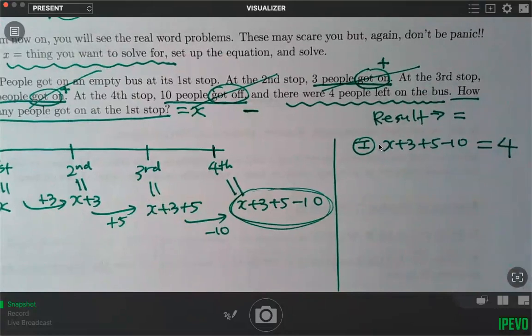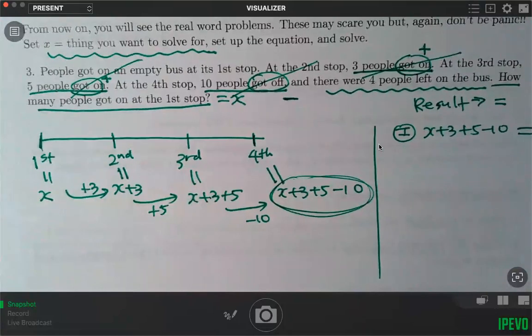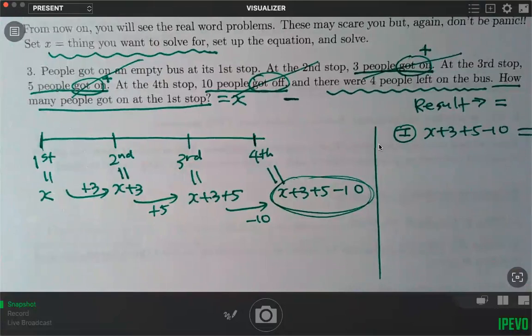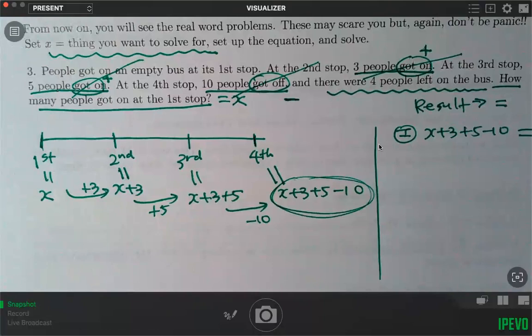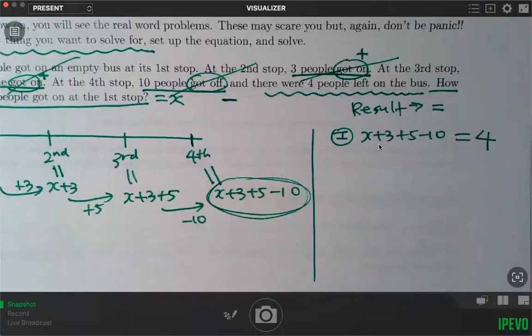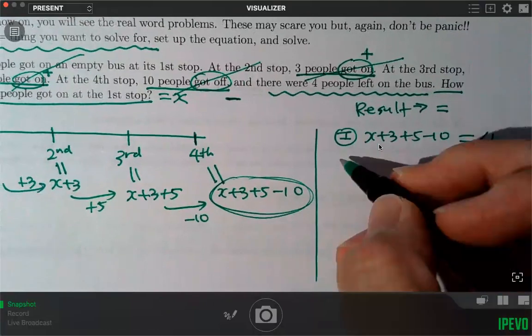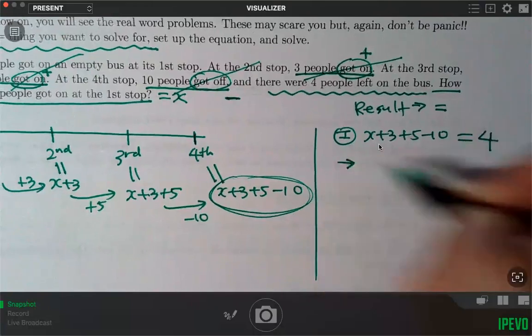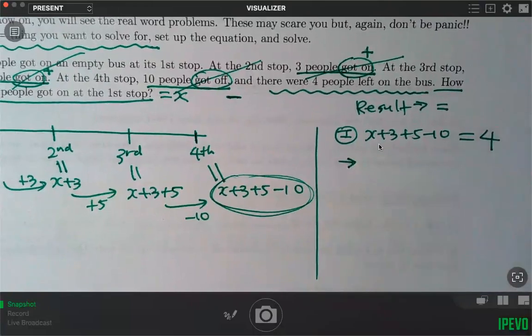Okay. So sometimes, like I said before, drawing a picture might help you. Or maybe last week, I don't remember. Okay. So sometimes drawing a picture will help you. Okay. So now we can solve this. What do we do first?